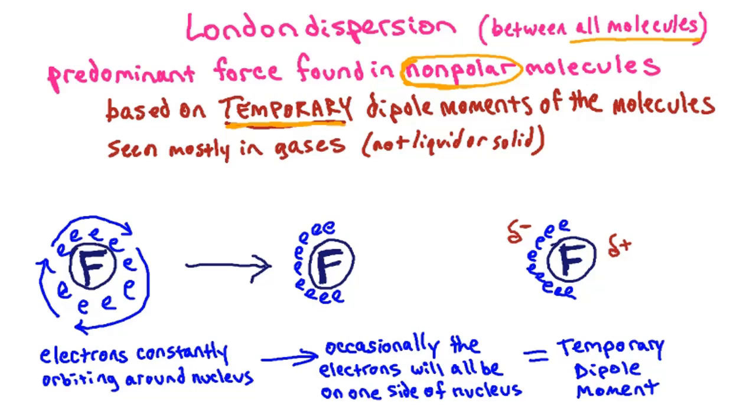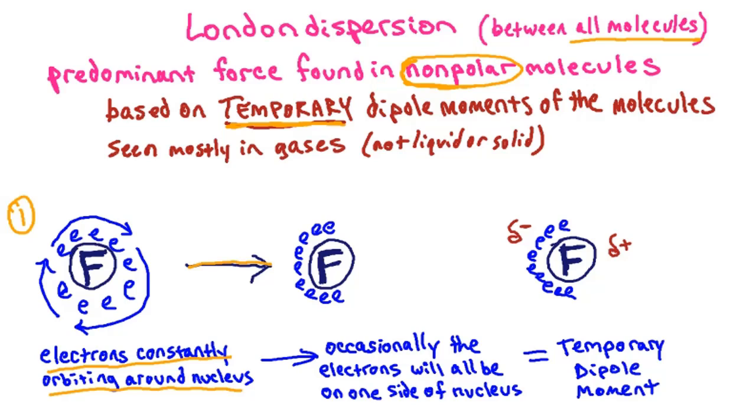First, say we have fluorine. We have an atom of fluorine, just a normal atom of fluorine, and fluorine has 9 electrons total. It has 7 electrons in its valence shell, but it has 9 total. And the electrons are constantly orbiting around the nucleus. So electrons are in constant motion, going around and around the nucleus of this fluorine atom.